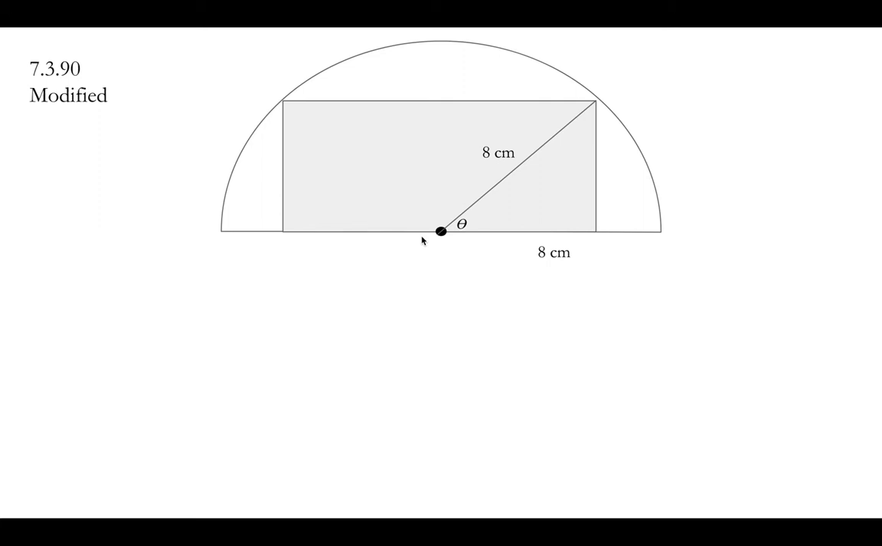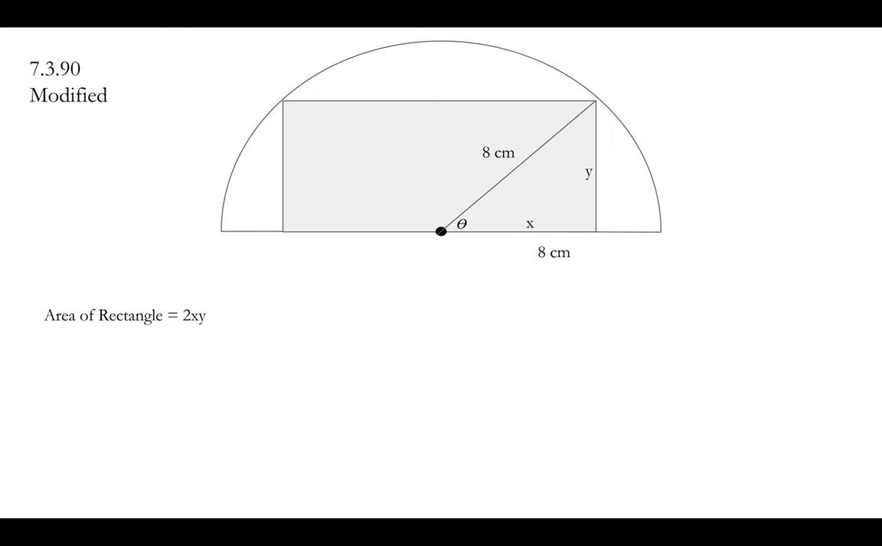So what we want to do is set some variables. We could set this part, which is half of the length, and this part, which is the width, as x and y. Then we could define the area using that: the area of the rectangle would equal 2xy.